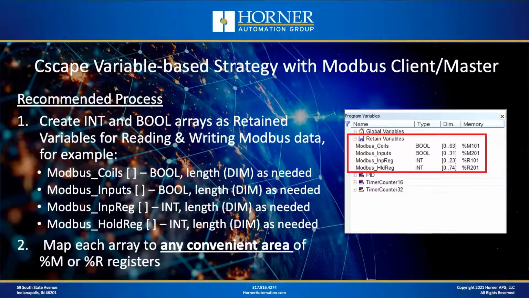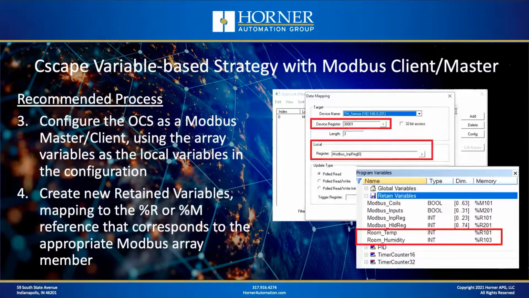So those are the first 2 steps. Basically create some arrays, at least one per Modbus data type, and then map those arrays to R's or M's. The third step is you're going to go into configuration in Cscape, and you're going to configure the OCS as a Modbus master or a Modbus client, and then you're going to use those arrays you just created as the local variables when you're reading or writing to Modbus address space to that third-party device or multiple third-party devices, okay? And I'll show you this in a Cscape demonstration here shortly.